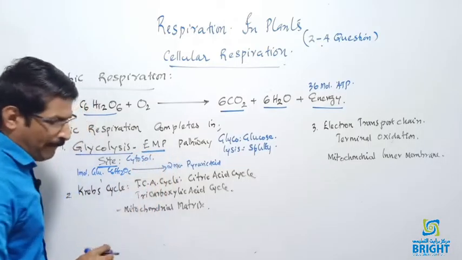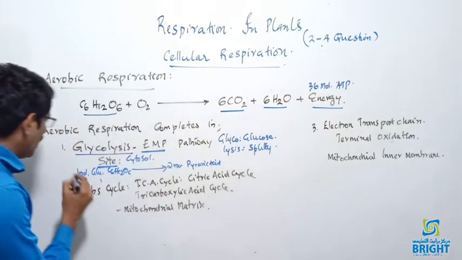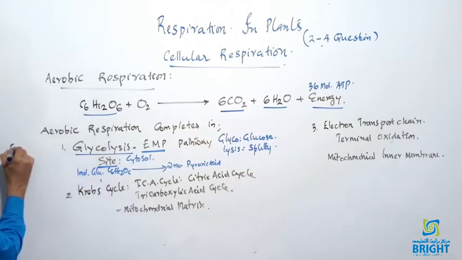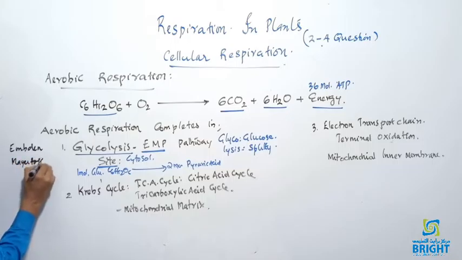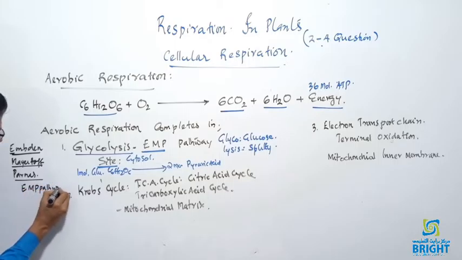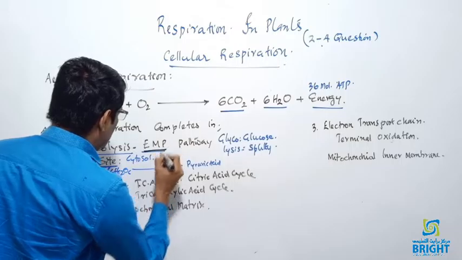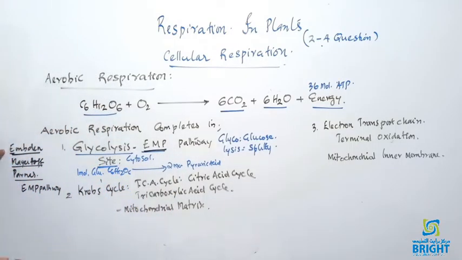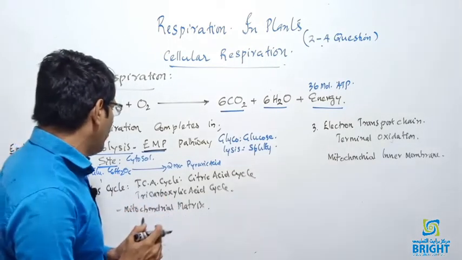Glycolysis is also called the EMP pathway because the process was discovered by Emden, Otto Meyerhoff and J. Parnas. That's why it is called the Emden-Meyerhoff-Parnas pathway, or the EMP pathway. And the site of glycolysis is the cytosol or cytoplasm, and it is common to both aerobic and anaerobic respiration.